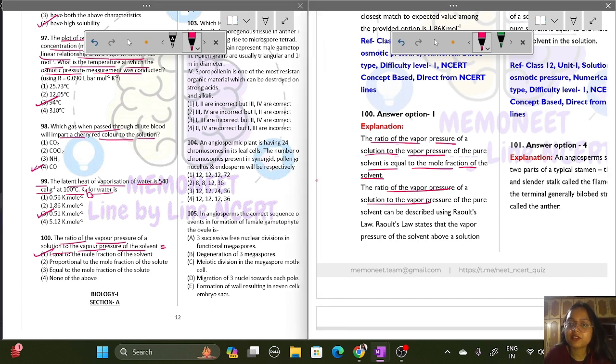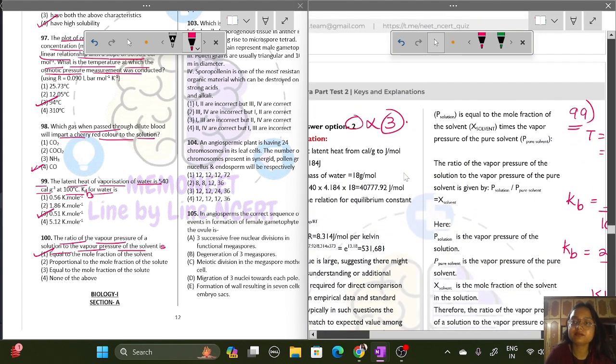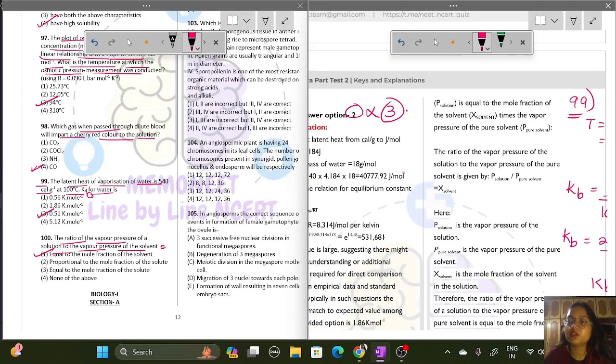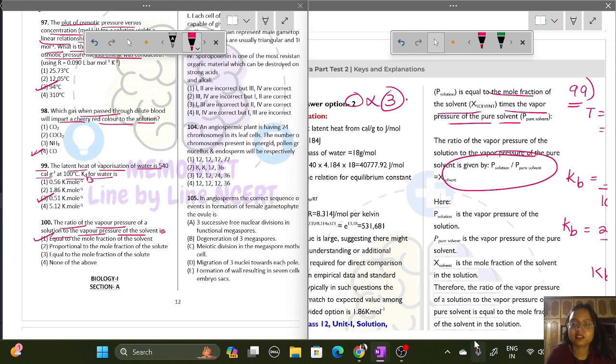This ratio can be described as Raoult's law. Raoult's law states that the vapor pressure of the solvent above a solution is equal to the mole fraction of the solvent times the vapor pressure of the pure solvent. So this is the formula for Raoult's law. You can read the remaining part also for detailed explanation. So here we are concluding the chemistry explanation.